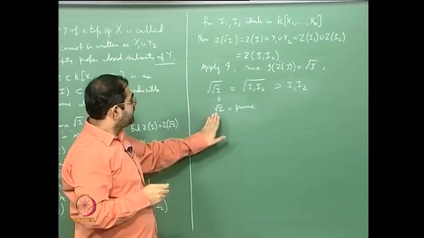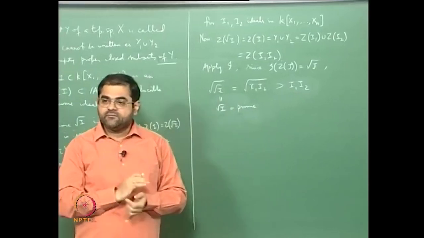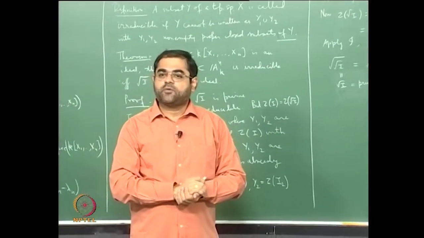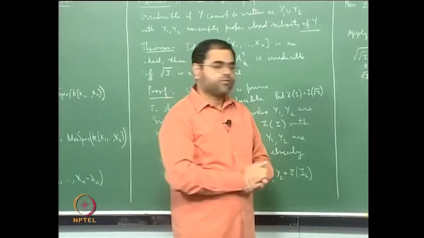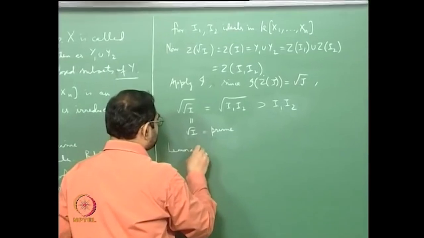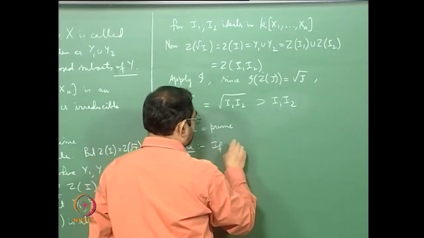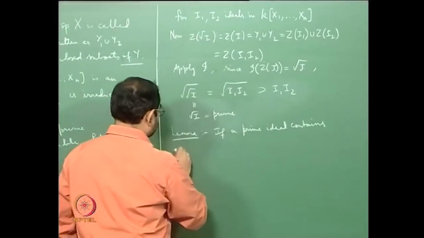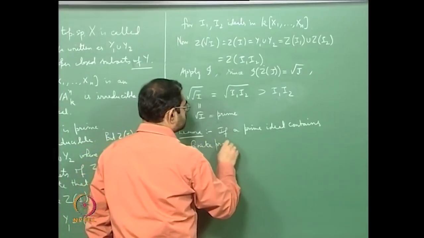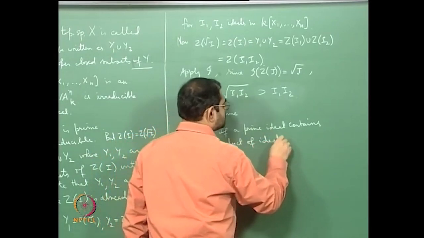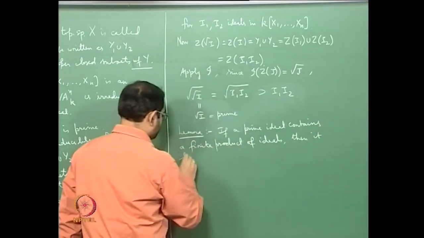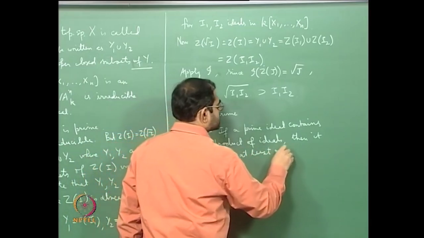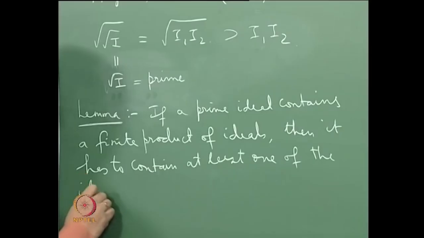So what you are getting is a prime ideal that contains a product of ideals. Now we use the following fact from commutative algebra. It's a very simple fact that if a prime ideal contains a finite product of ideals, then it has to contain at least one of them. So here is a lemma, a very simple lemma from commutative algebra. If a prime ideal contains a finite product of ideals, then it has to contain at least one of the ideals in the product.